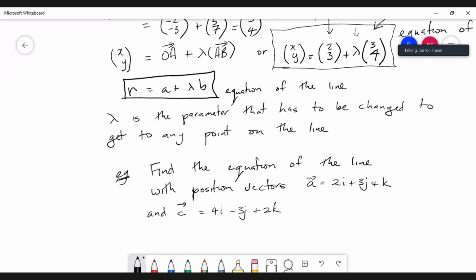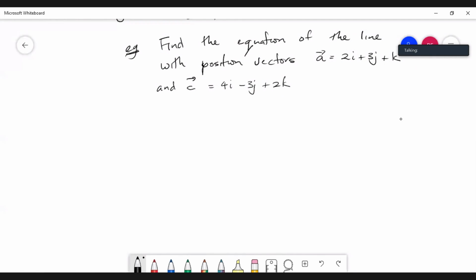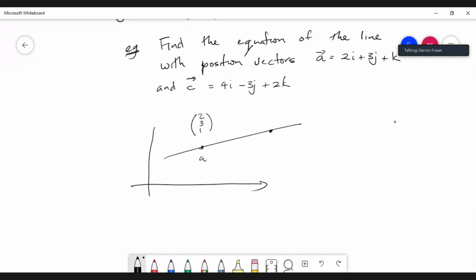All right, so we can try this question. I always draw a diagram. A two-dimensional diagram will suffice. So we have A, which is 2, 3, 1, and C, which is 4, -3, 2. And we want to find x, y, z, any point on that line.